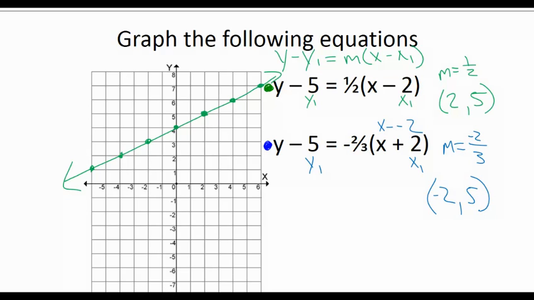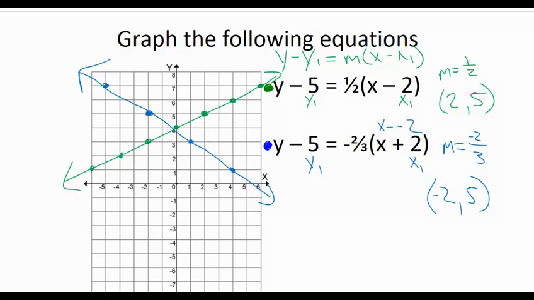So I'm going to come to -2, 5. I'm going to put a point. And my slope is -2/3, so that's down 2, right 3. So I'm down 2, right 3, down 2, right 3. I also can go up 2, left 3. Connect them with a line, and I have successfully graphed that equation.